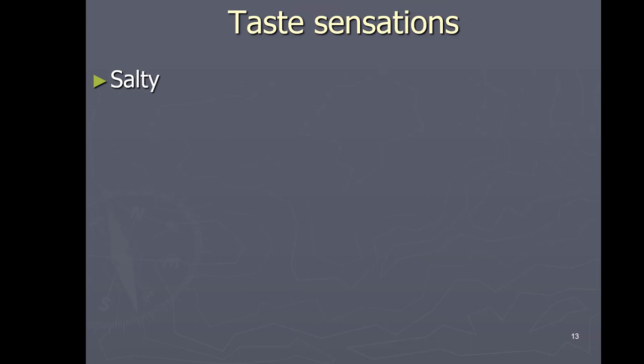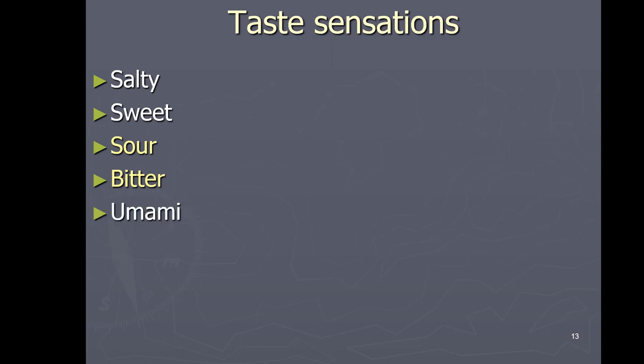All right, so the sensations that you can taste are salty, sweet, sour, bitter, and umami. Umami is the one that most people are not familiar with. It's described as a savory or meaty type flavor. Sometimes it's just described as delicious. So that's the other kind of taste that we don't really hear about that much, but we've all had it at some point, I'm sure.